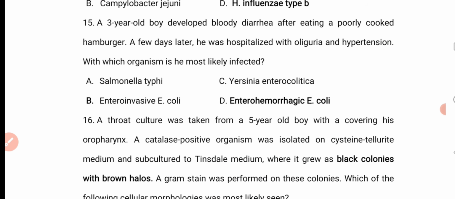But in the case of enterohemorrhagic Escherichia coli, there is what? Heavy bleeding. This heavy bleeding will lead to other complications such as renal damage, which causes what? Oliguria, and also the disturbance of the blood pressure, which causes hypertension. So the correct answer will be enterohemorrhagic Escherichia coli, the most probable cause of this infection.